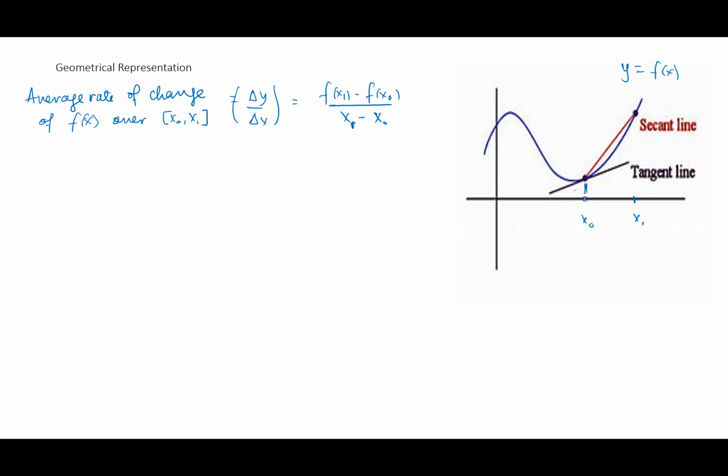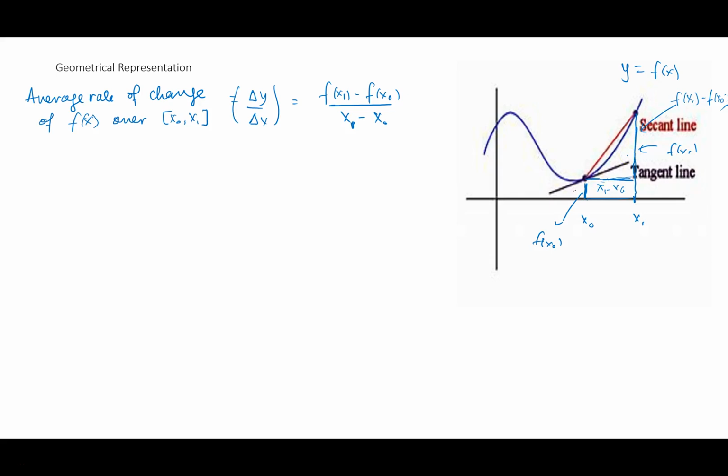So this is the value of the function at x0, so that's f of x0, and this is the value of the function at x1, so f of x1. And f of x1 minus f of x0 is this quantity here, and x1 minus x0 is this one. So f of x1 minus f of x0 over x1 minus x0 is the rise over run for this secant line.